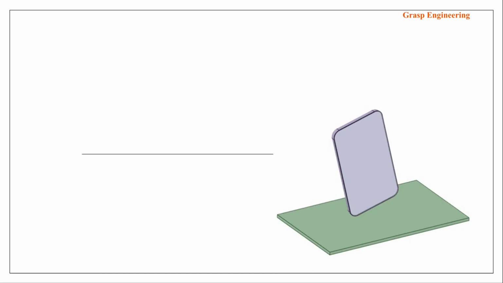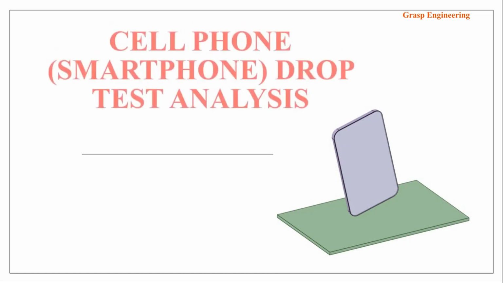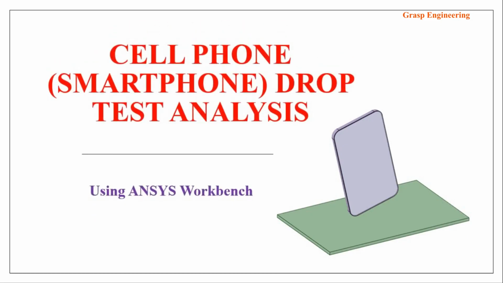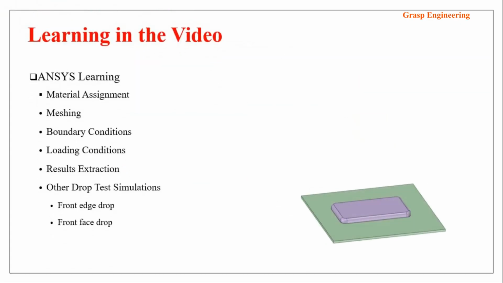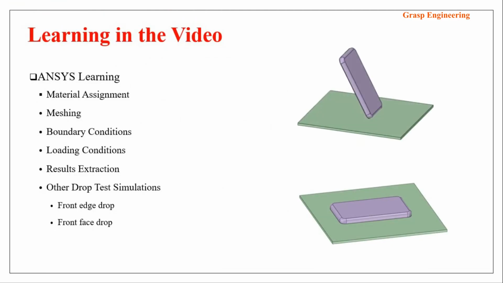In this video, we are going to discuss cell phone, that is smartphone drop test analysis using ANSYS Workbench. This slide represents the learnings in this video. Very first, we will discuss how to assign a different material for the respective cell phone, then how to perform the meshing, and how to apply boundary and loading conditions.